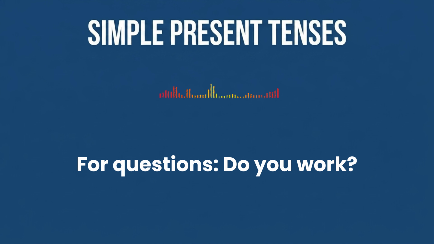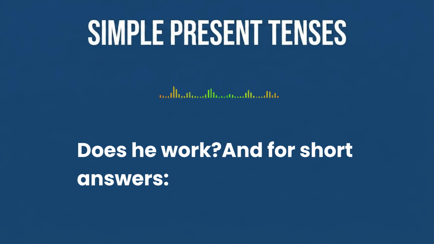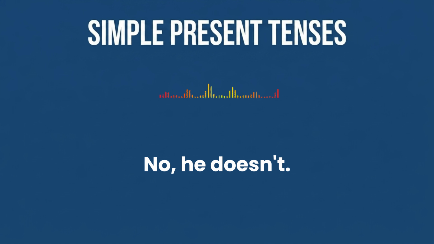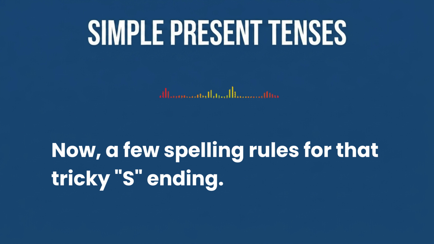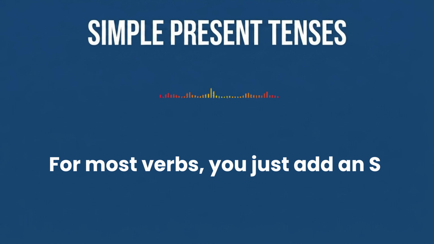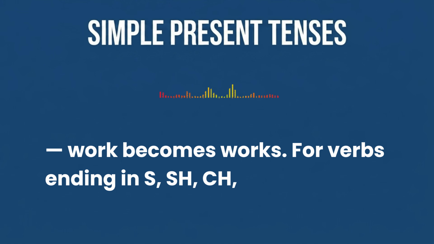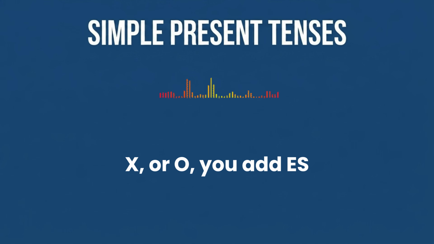For questions, do you work? Does he work? And for short answers, yes, I do. No, he doesn't. Now, a few spelling rules for that tricky s ending. For most verbs, you just add an s. Work becomes works. For verbs ending in s, sh, ch, x, or o, you add es.